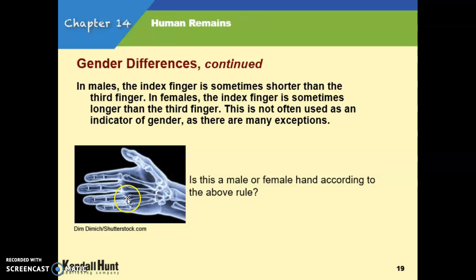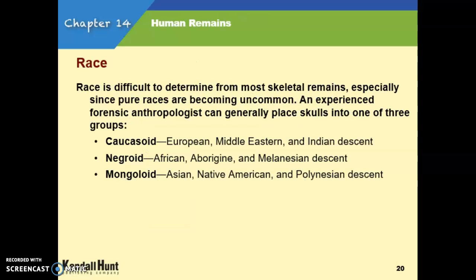Well, the correct answer is you should not be able to determine it because it's not used. It's just kind of a thing that has been noticed over the years. Race is difficult to determine for most skeletal remains, especially since pure races are becoming uncommon. There's a lot of people with mixed ancestry.